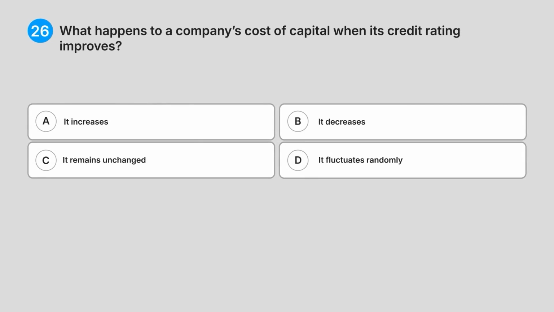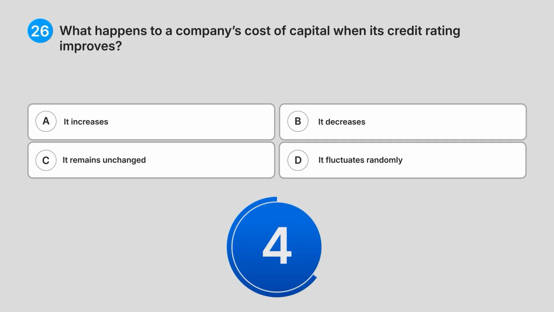26. What happens to a company's cost of capital when its credit rating improves? A. It increases. B. It decreases. C. It remains unchanged. D. It fluctuates randomly. What do you think is the answer?